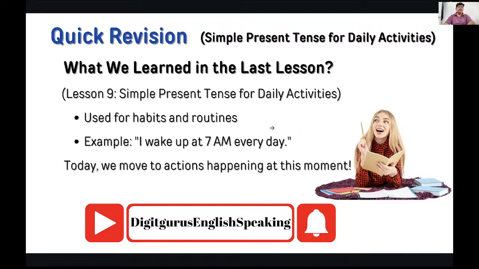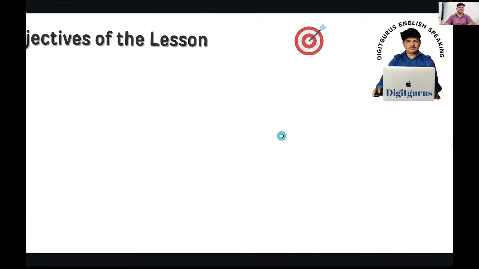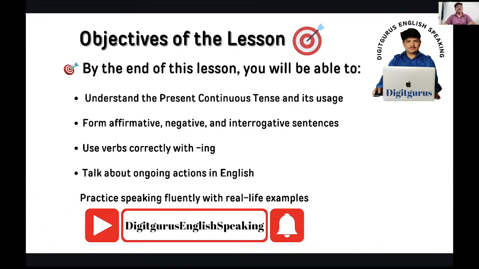Okay, today we move to the actions happening this moment. Now let us quickly revise the objectives of this lesson. What are the objectives we are going to achieve at the end of this lesson? We are going to understand the present continuous tense and its uses.